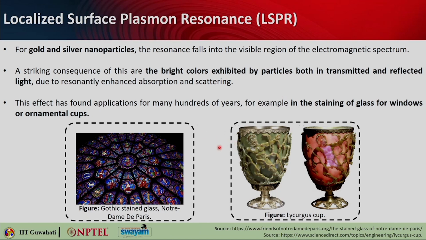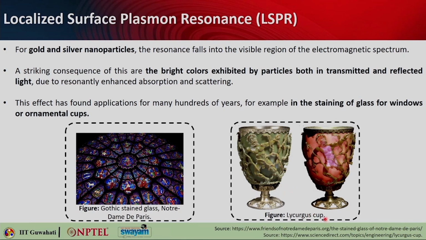And this effect was found several years back, maybe hundreds of years back. You can see it in the Gothic stained glass in Notre Dame de Paris. There, all these beautiful and bright colors basically come from gold or silver nanoparticles embedded into the glass. While making it, they used to mix this metal in to get these bright colors.